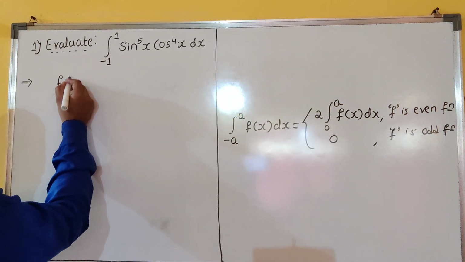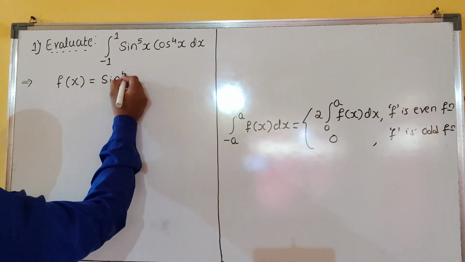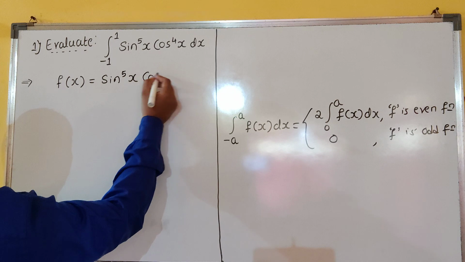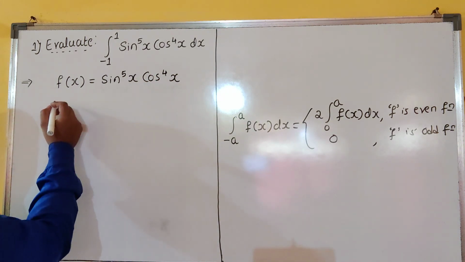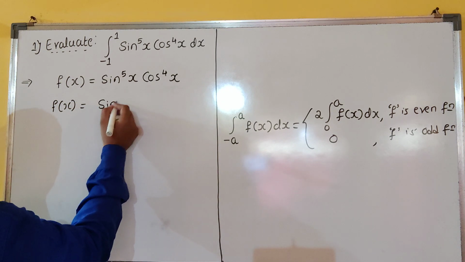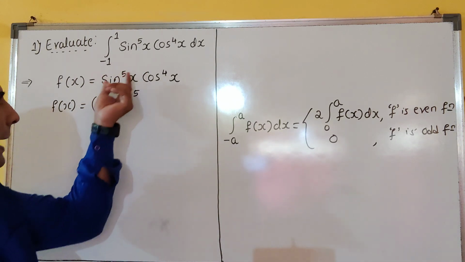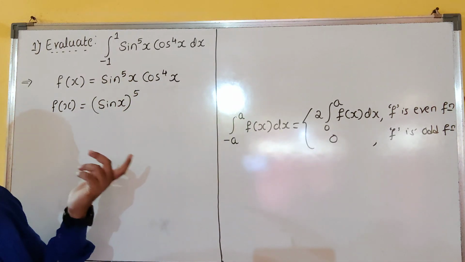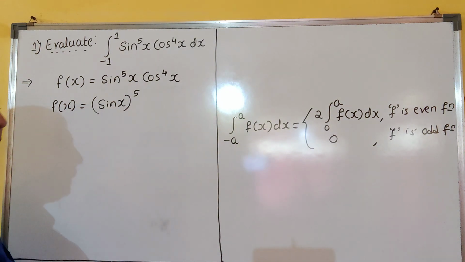See here. f of x, I will take sin raised to 5x cos raised to 4x, dear students. Clear? So I can write like this: f of x equals sin x raised to 5. Sin x raised to 5 is nothing but sin raised to 5x only. Both are same only. If you take 5 inside, sin raised to 5x only you will get.